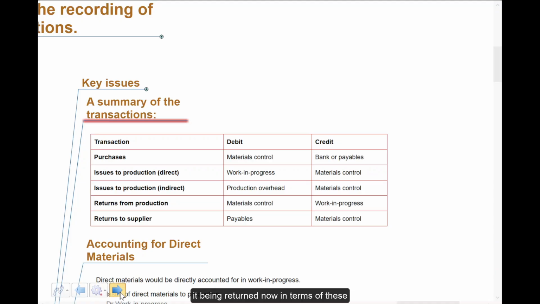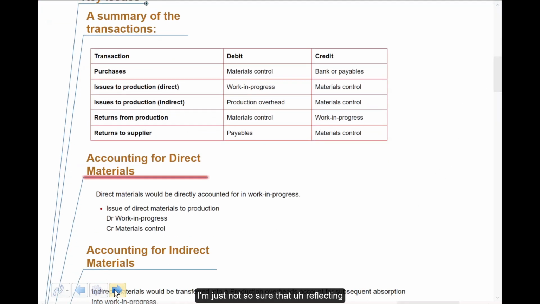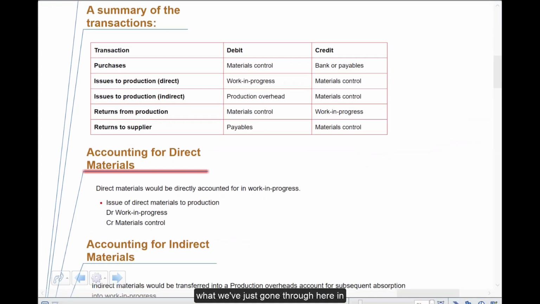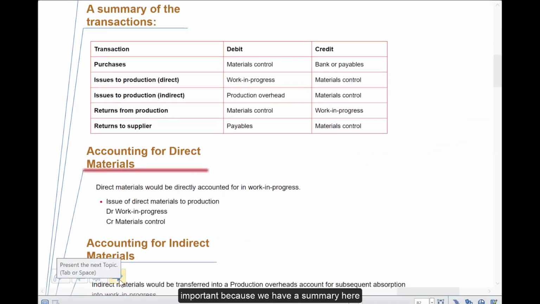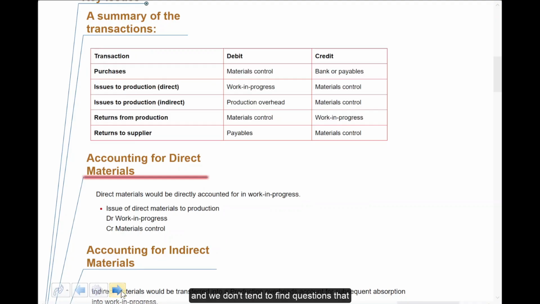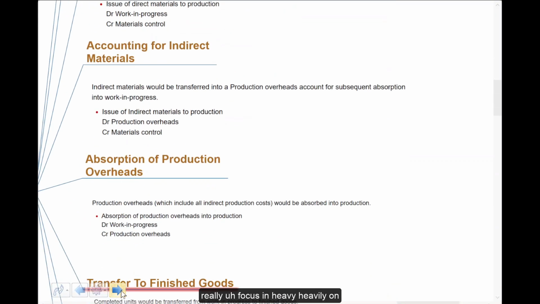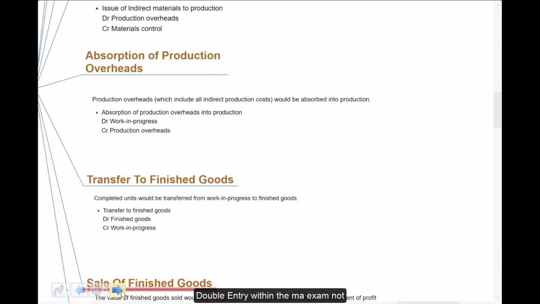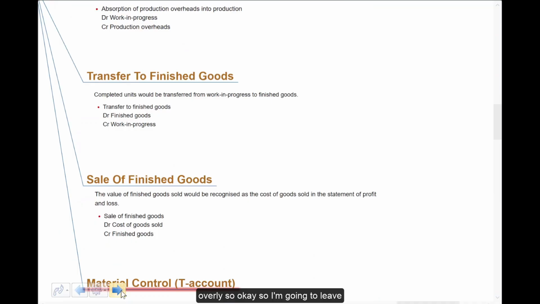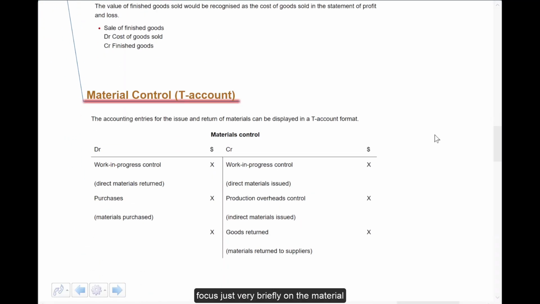Now, in terms of these double entries, as I mentioned, I'm just not so sure that reflecting what we've just gone through here in terms of the double entries is overly important, because we have a summary here. And we don't tend to find questions that really focus in heavily on double entry within the MA exam. Not overly so, okay? So I'm going to leave that for the sake of speed and also because of my knowledge. I do want to focus just very briefly on the material control account.